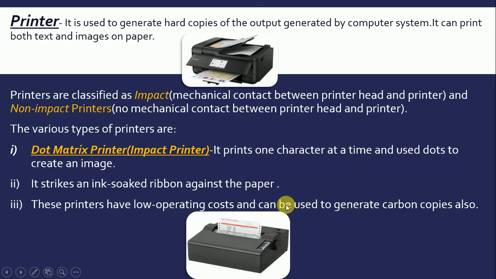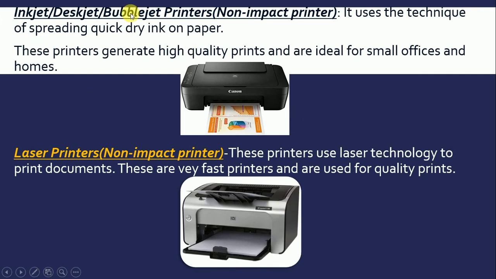Next we have is inkjet, deskjet or bubblejet printer. These are the names of inkjet printer only. It is a type of non-impact printer. It uses the technique of spreading quick dry ink on paper, and they generate high quality printouts, and they are used in small offices and homes. Nowadays the printers which you see being used in the schools or in the offices or in the colleges, either they are laser printers or they are inkjet printers, because they produce high quality printouts, and they can be colored also or black and white also.